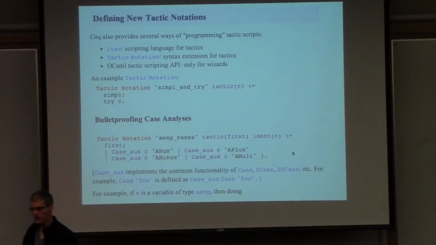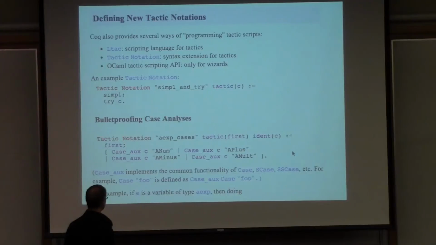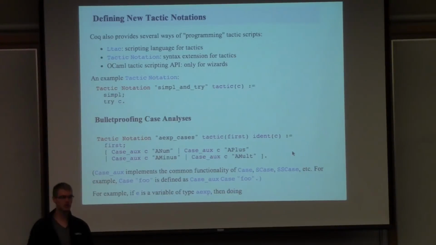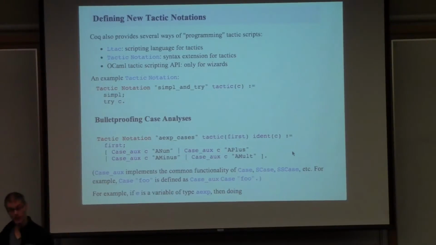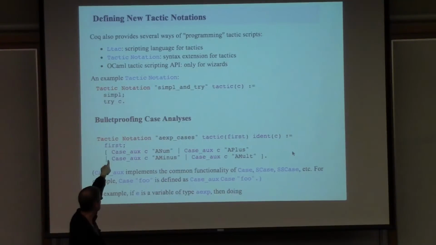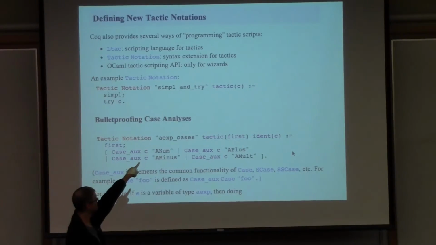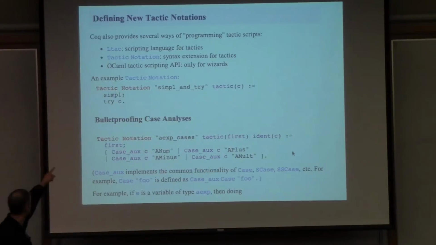Okay, let me show you one more thing. We can define names for strings of tactics, and we can parameterize them. So we can write tactic functions. And here is a simple use of that facility that I find incredibly useful in doing slightly larger proofs, as we're now beginning to do. So up above is a tactic called simple and try, parameterized by a tactic C. So it does simple and then it does try C. So that's a simple example.